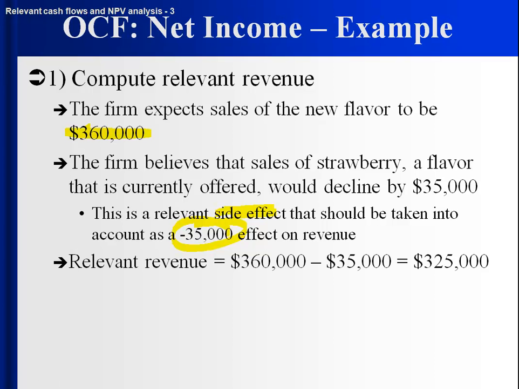So the total effect on the firm is that revenues would increase by $325,000. Revenues would be $360,000 higher directly as a result of selling, but regular Strawberry would go down by 35, so the firm would net out at plus 325. And that's the number we're going to use in our analysis.